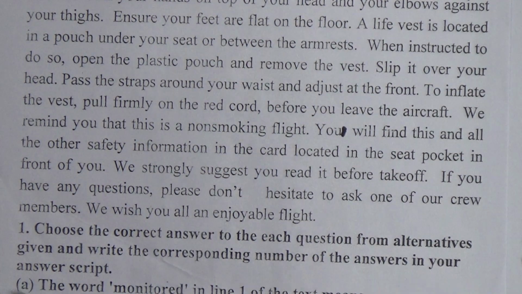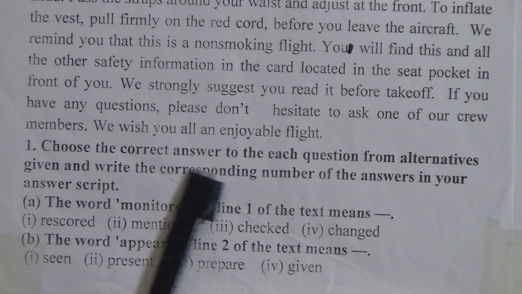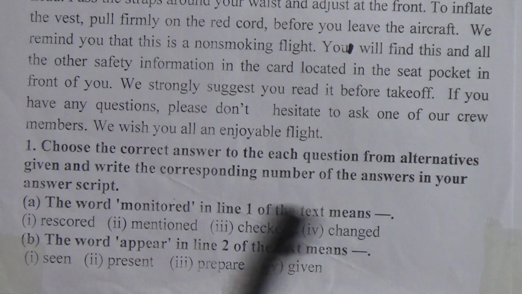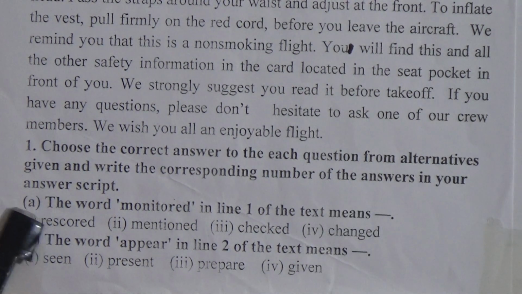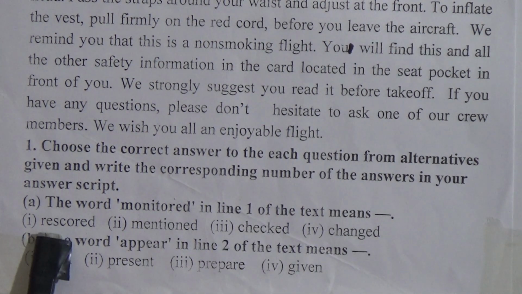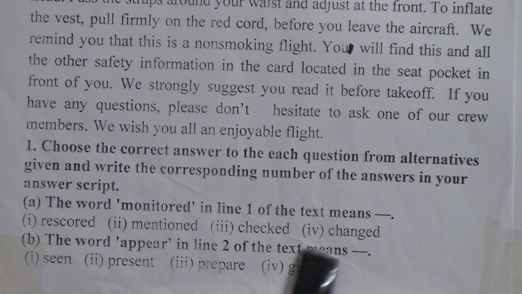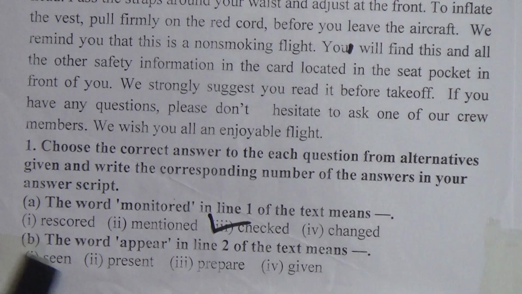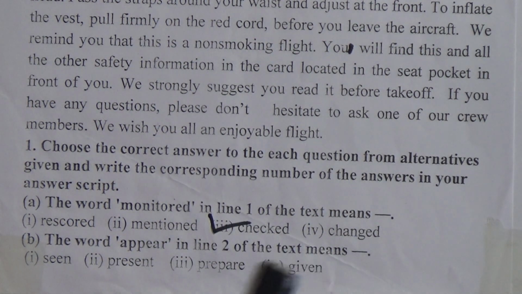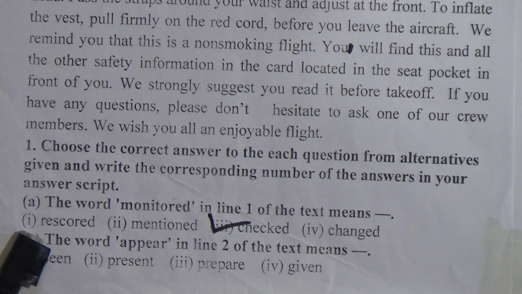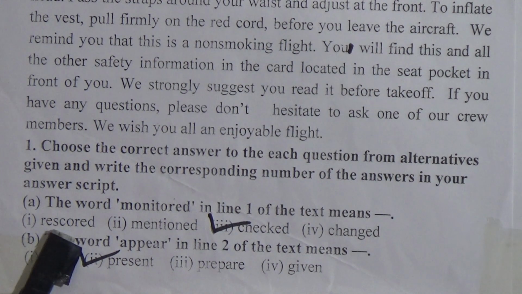So my dear students, let's do number 1. Choose the correct answer to each question from alternatives given and write the corresponding number of the answers in your answer scripts. Number A, the word monitored in line 1 of the text means record, mentioned, checked, changed. So monitored in this passage means checked. The word appear in line 2 of the text means seen, present, prepare, given. So the appear means present in this passage. An oxygen mask will automatically appear, will automatically present.